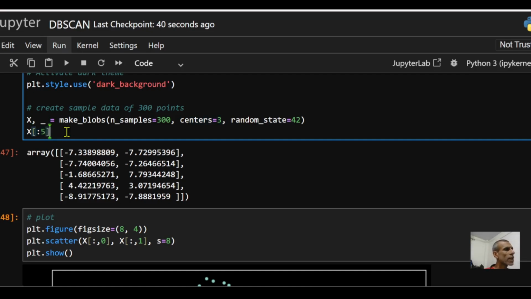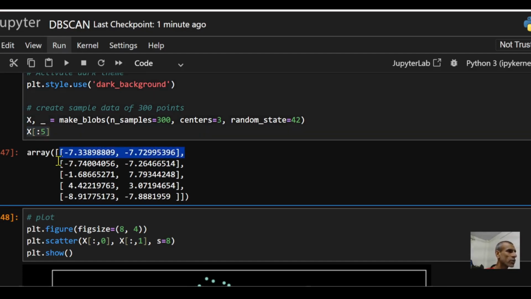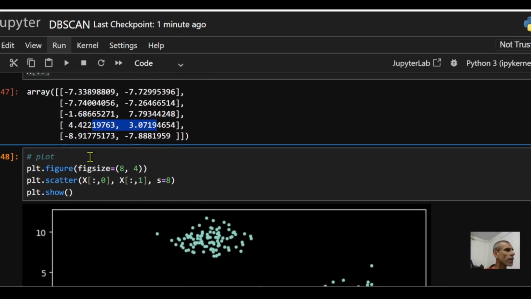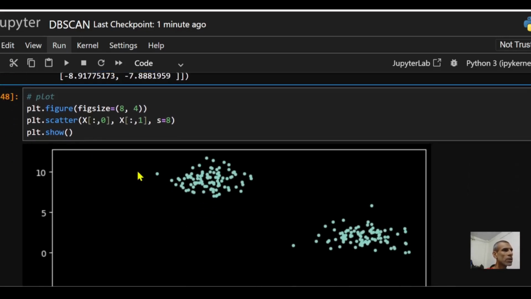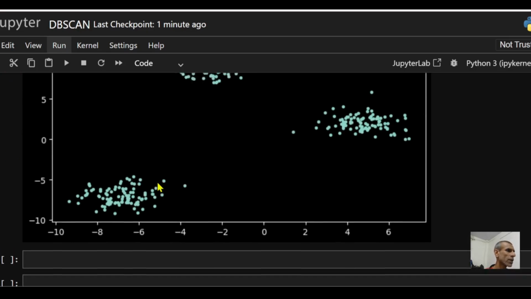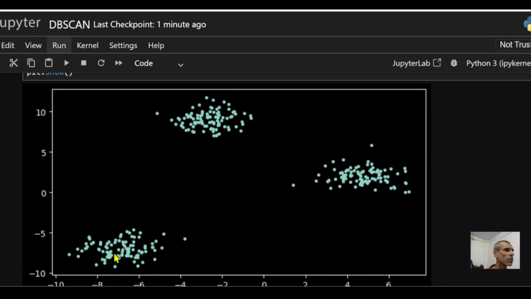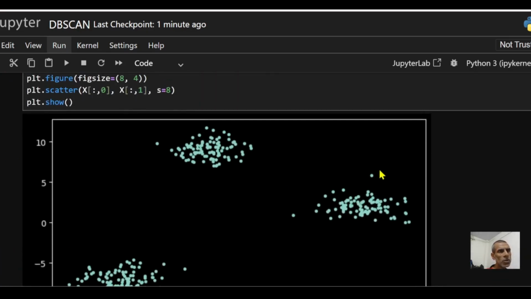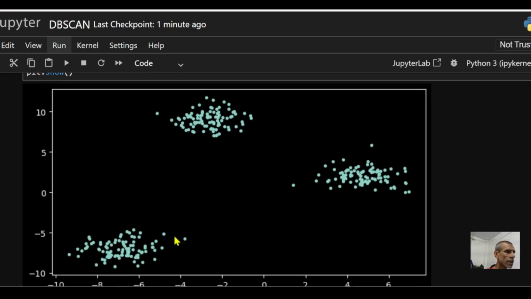I'm printing out the first 5 records just to see how exactly it looks like. So these are my first 5 records: the first one, second one, third one, fourth one, and fifth one. It only has 2 features, 2 columns. And then I want to plot them just to see how the picture looks like. When I plot it, you can see that it has three clusters right here, and you can see that this one should be an outlier, this one, this one, and this one, and I think this might be one too.